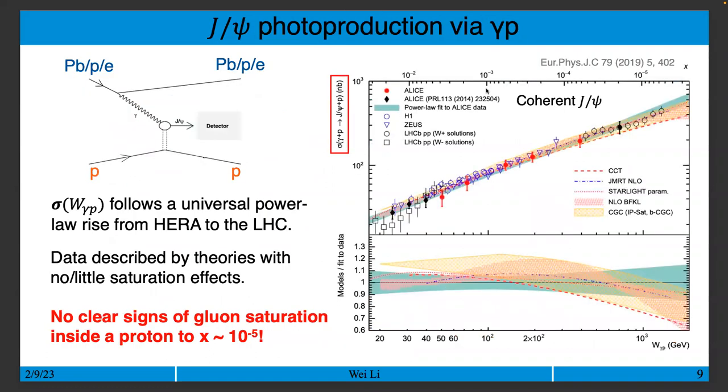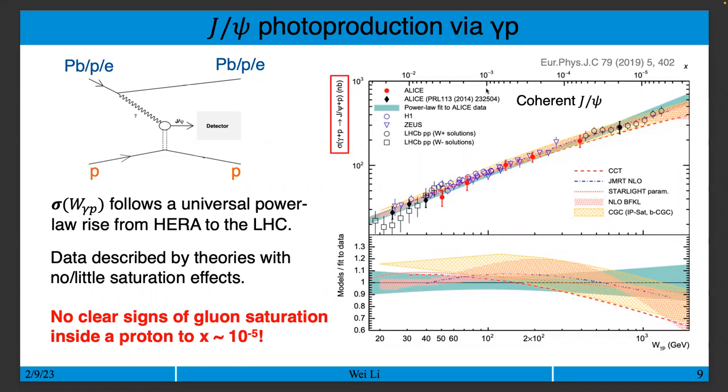Let me first show you J/psi photoproduction in the photon-nucleon interaction, which has been measured over the past decades. The photon source can be a heavy ion or a proton, and it can also be an electron, for example at HERA, in electron-proton interactions. You can measure the production cross section as a function of W, the center of mass energy of the photon and the proton. What you see is that the cross section increases very rapidly as you increase the center of mass energy, or equivalently, as you probe smaller and smaller x.